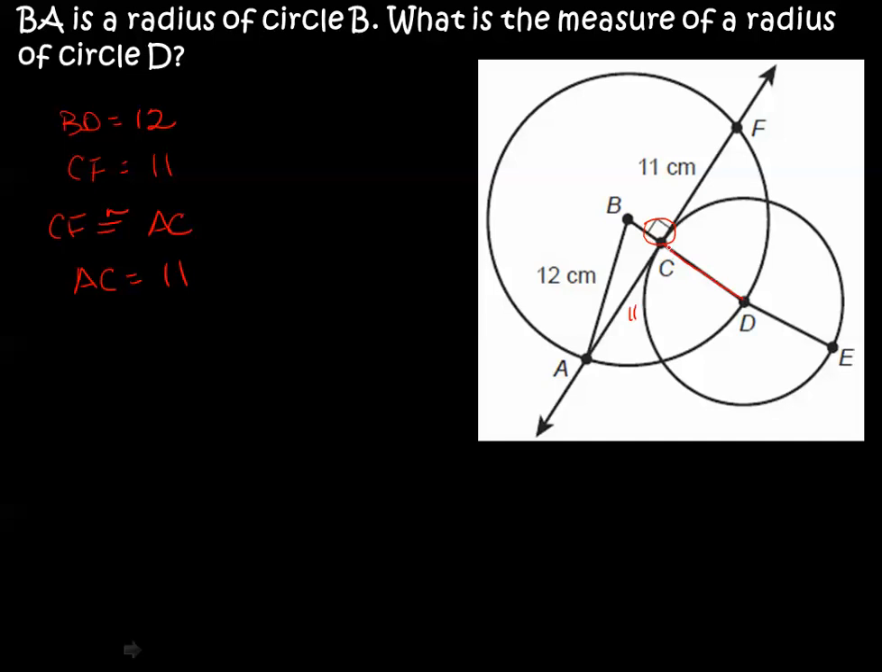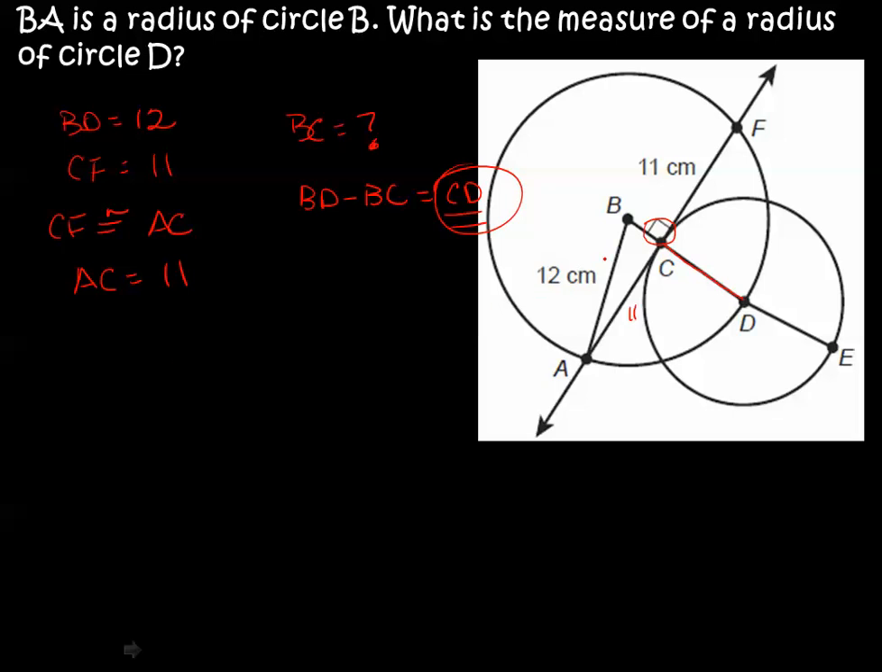So really, what we need to find out is, what does BC equal? Because then we can take BD minus BC to give us CD. And that's what we want to find the answer for, to figure out the radius of circle D.